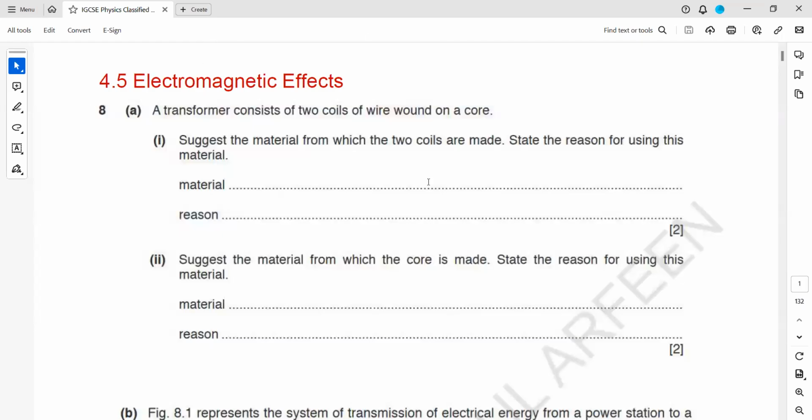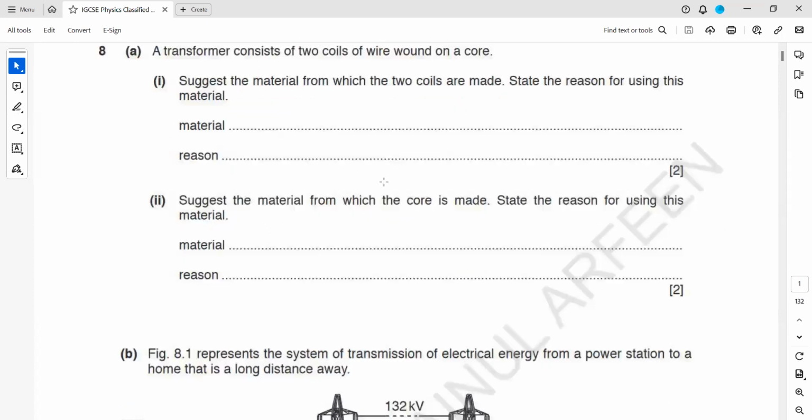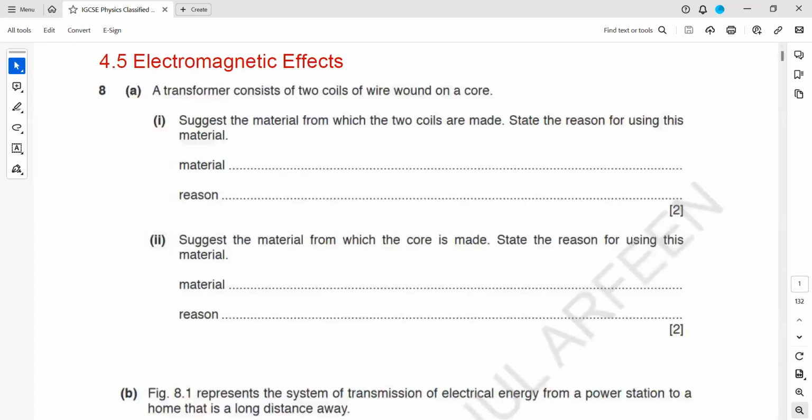So this one is a classified paper for electricity and magnetism. In this session, we'll do a question from electricity, magnetism, atomic, and space physics. A question or two maximum, and then an explanation of the topic.